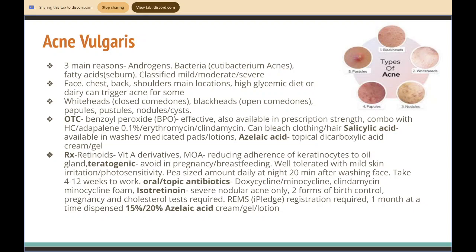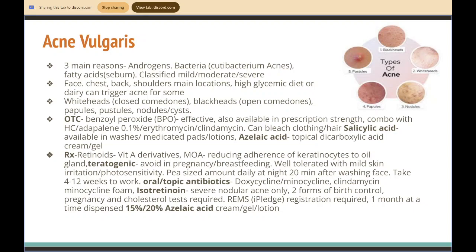Isotretinoin is only indicated, or FDA approved, for severe nodular acne. Two forms of birth control are required because it is highly, highly teratogenic, and pregnancy and cholesterol tests on follow-up are required. For the pharmacy to dispense this, you need to be part of the REMS registration, and the iPledge specifically. Isotretinoin is only dispensed 1 month at a time.